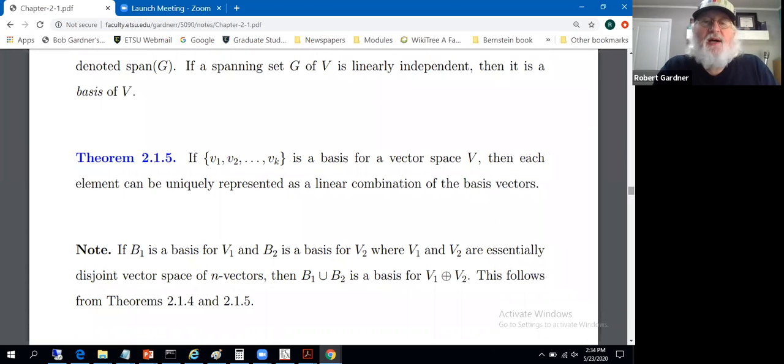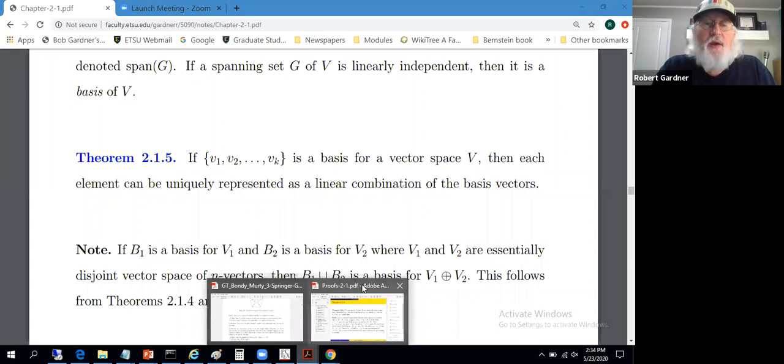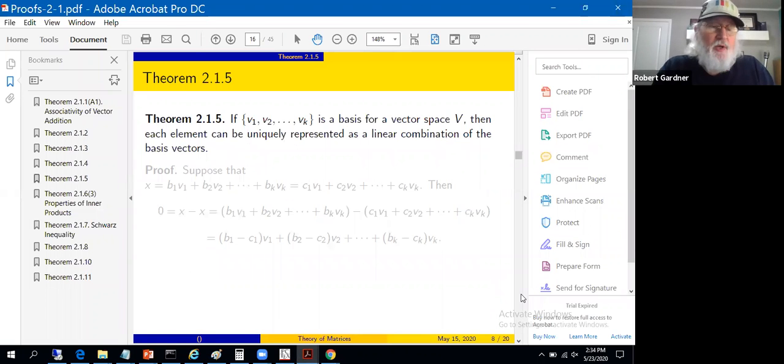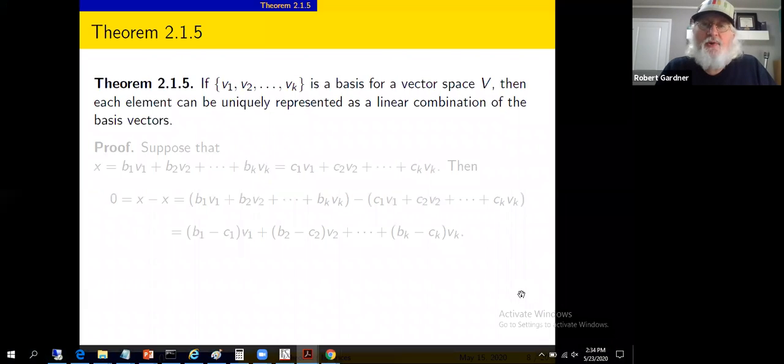Theorem 2.1.5 says, if we have a basis, say v1 through v sub k for vector space V, then each element of V can be uniquely represented as a linear combination of the basis vectors. Actually, the linear algebra book I like takes this as a definition of a basis. Here it's just a result of the definition, and let's look at that. This is actually very much a sophomore linear algebra type proof. It'll be kind of similar to the previous one. You're trying to show uniqueness, so we'll assume there's two.